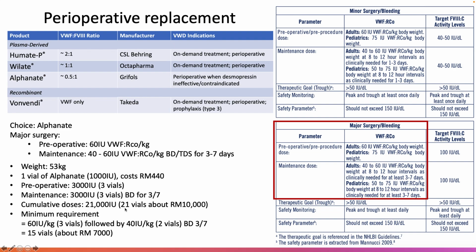So let's say the total required is 21 vials, like 21,000 units. We also need to calculate the minimum requirement, which is, if you don't want to give 60, you give 40, that is about 15 vials, which costs about 7,000. So basically patients should buy this factor replacement first before going for surgery. At least they should buy 7,000. Okay, so this is just an idea.